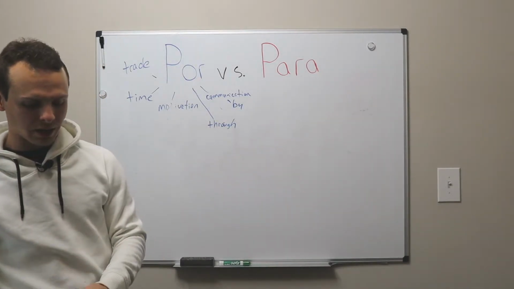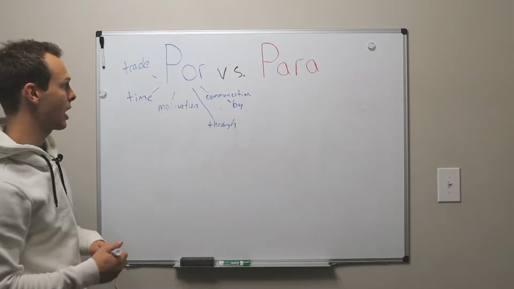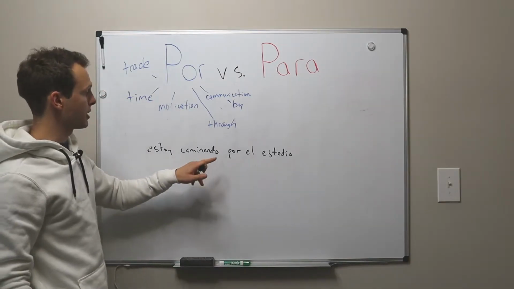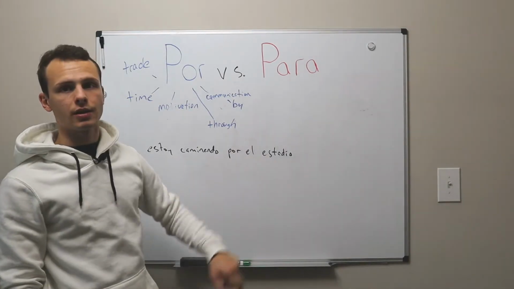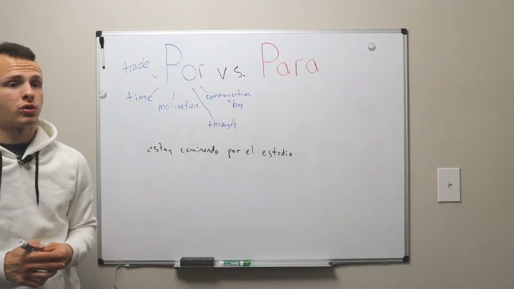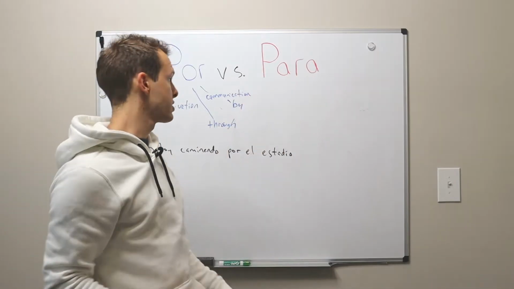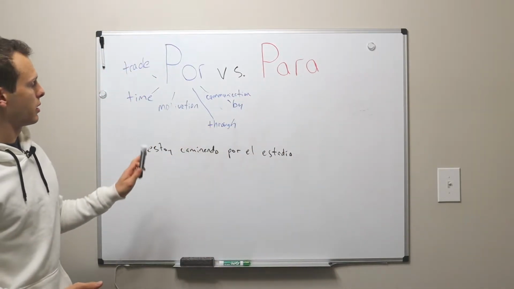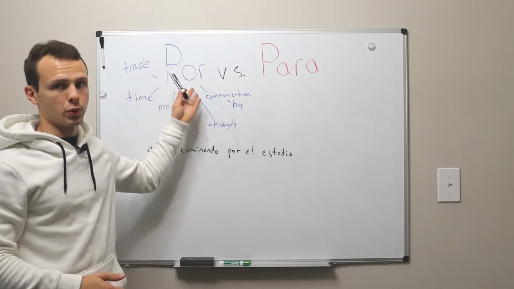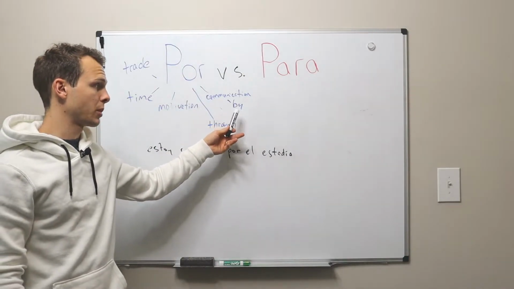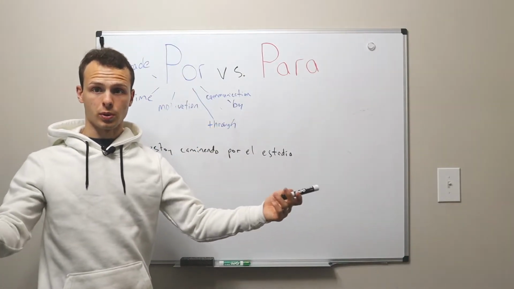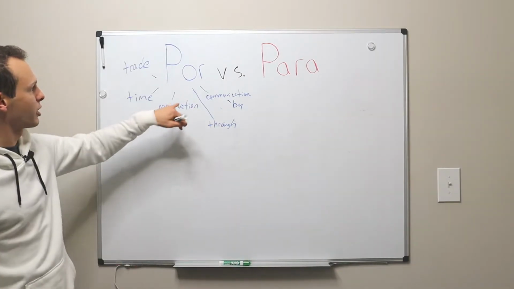If I wanted to say I'm walking through the stadium, I'm going to use the word por. Estoy caminando por el estadio. I'm walking through something. I'm going to walk through the door. Voy a caminar por la puerta. So if you're going to use the word through, then you're going to use the word por. And pretty much if you're going to use the word by, you're also going to use the word por.